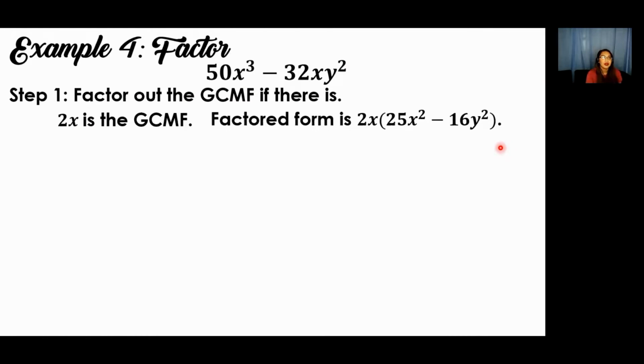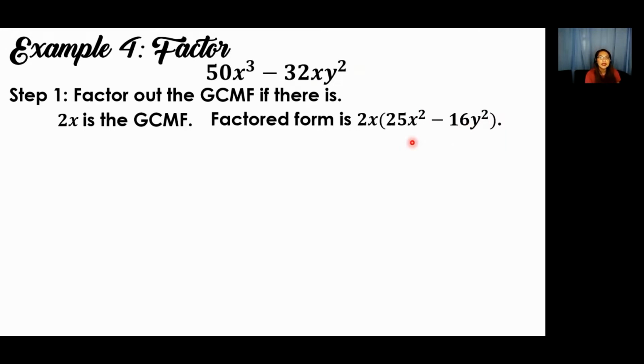And 32xy squared divided by 2x. So, 32 divided by 2, the answer is negative 16. And then x divided by x is 1. So, canceled out na or 1 na lang yung ating x na yon. So, 16 times 1 times y squared, the answer is 16y squared.